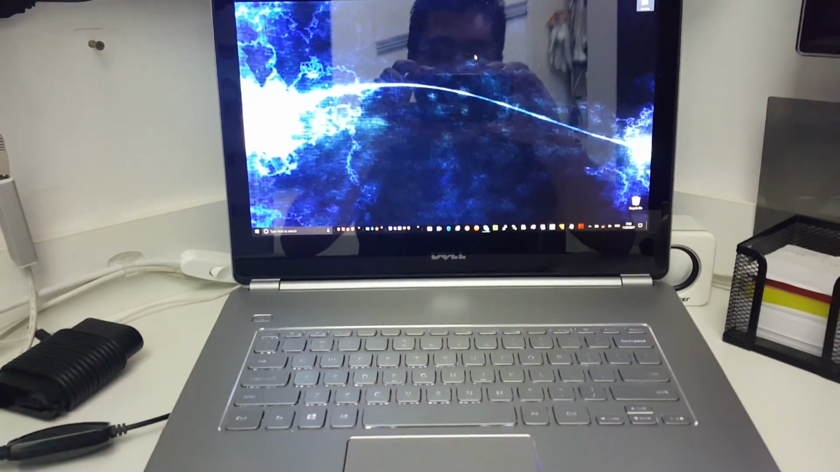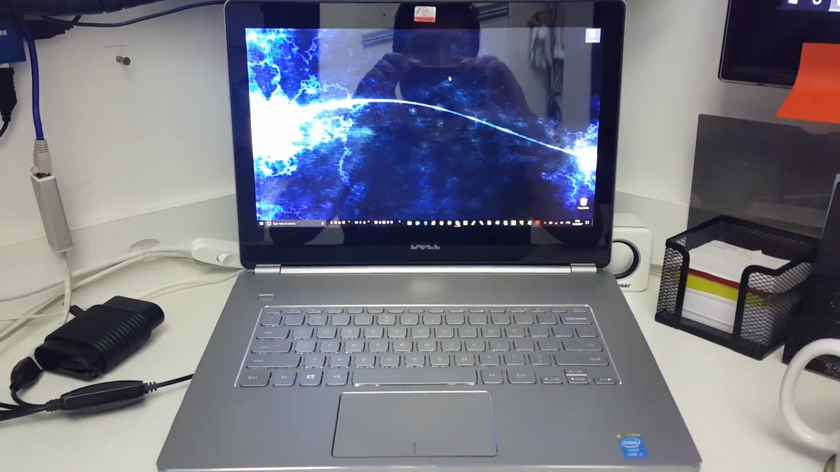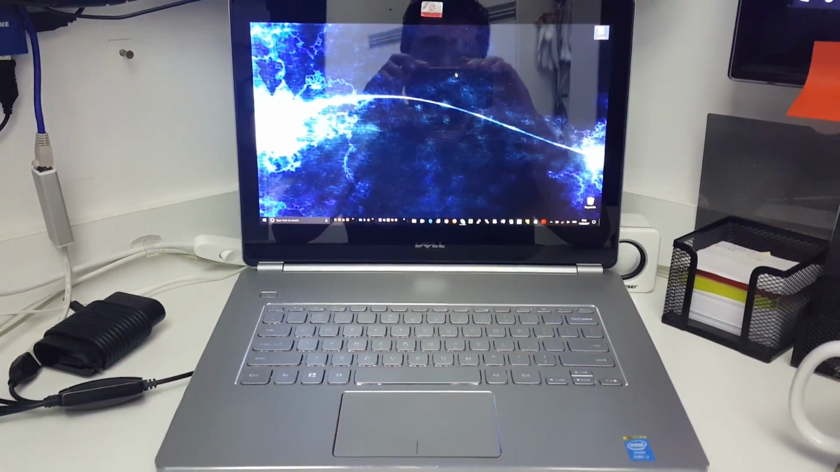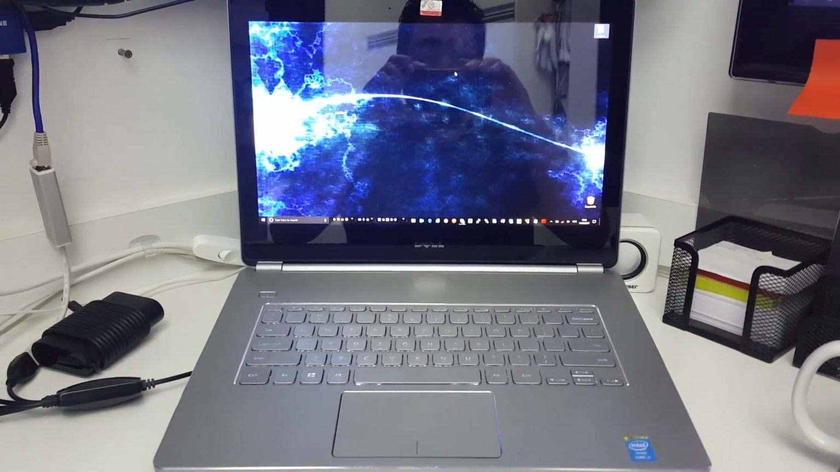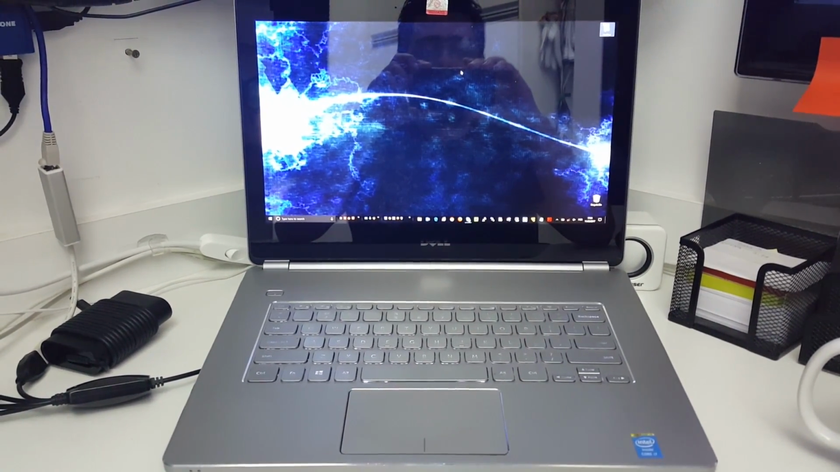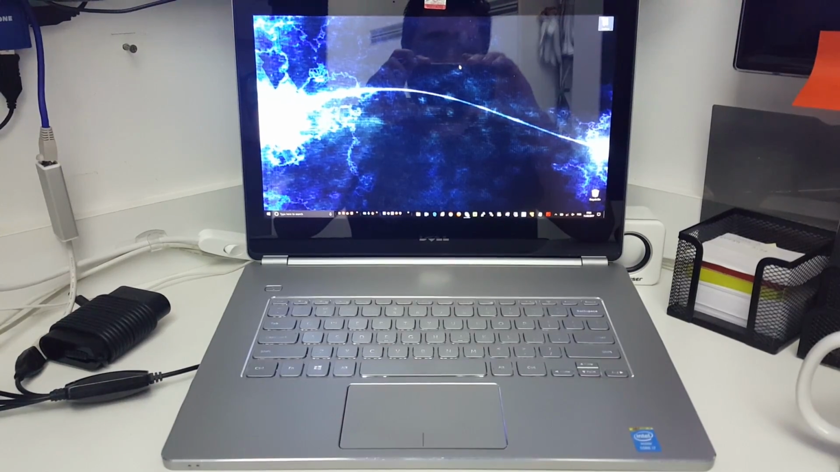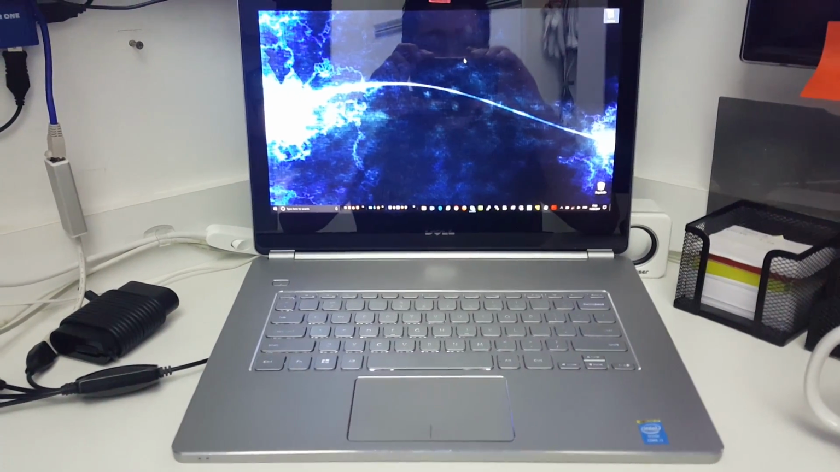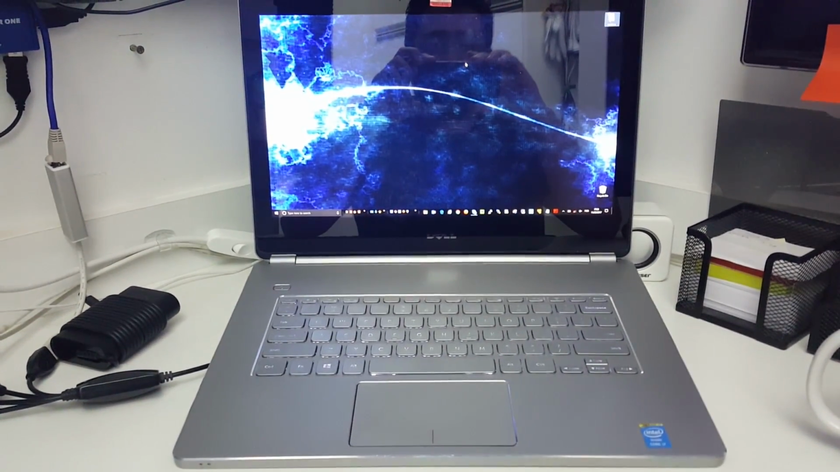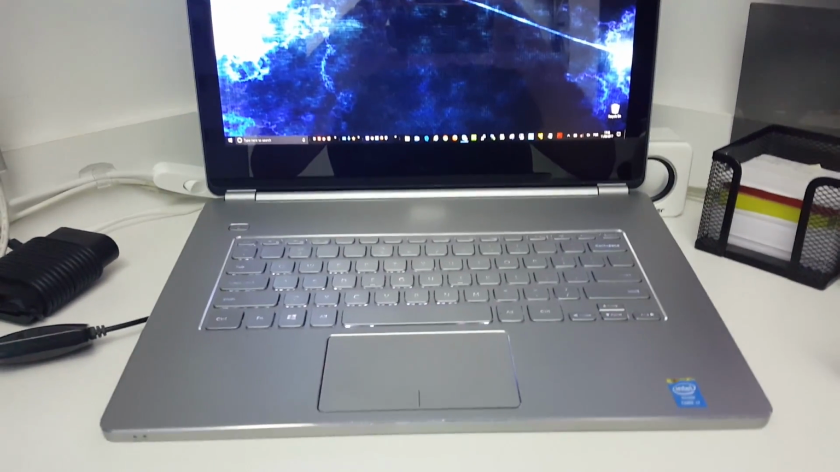And I also have a notebook. That notebook I use to work. It's a good one though. It's another i7, with 8 gigabytes of RAM. I have an SSD also. It's quite a good one.